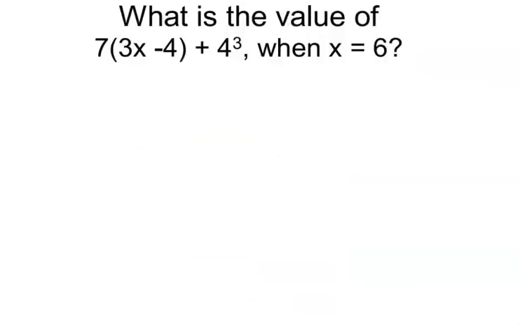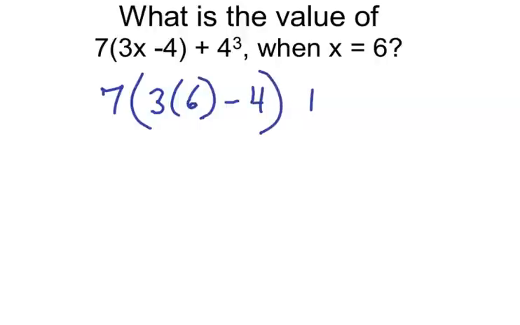What is the value of 7 times 3x minus 4 plus 4 to the third power when x equals 6? Okay, so let's go ahead and plug in 6 for each one of those items. So we have 7 times, in parentheses, 3 times 6 minus 4, plus 4 to the third power.